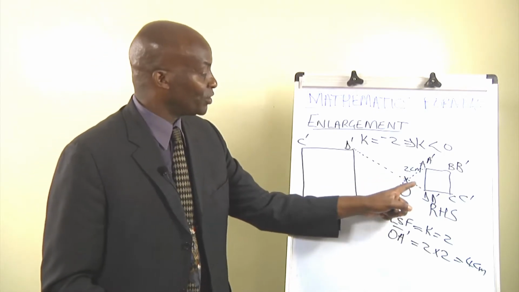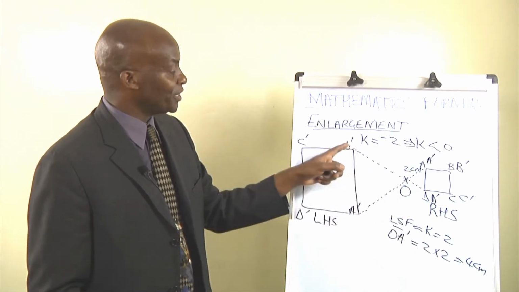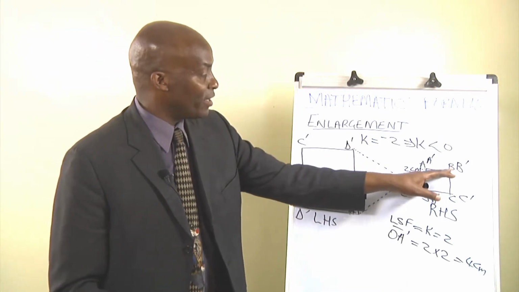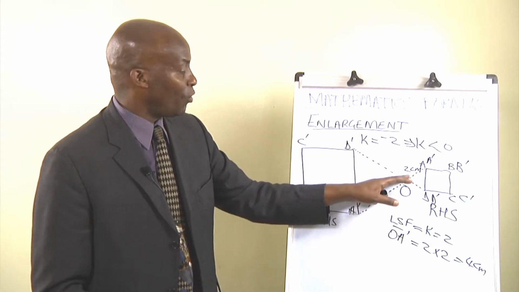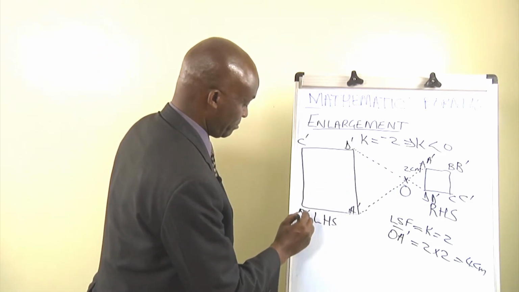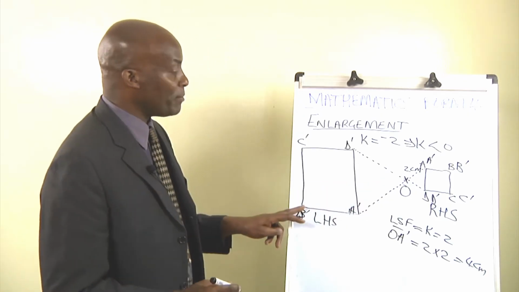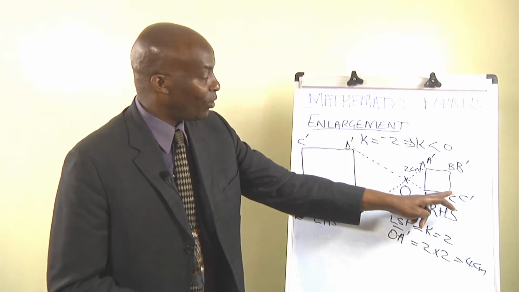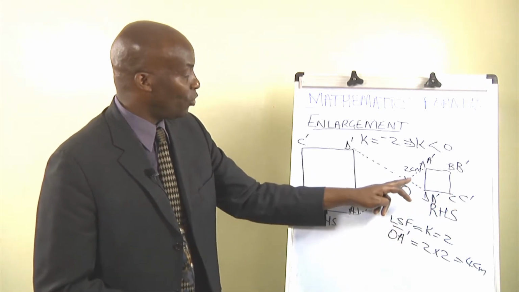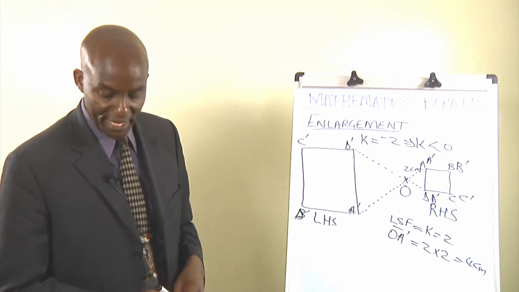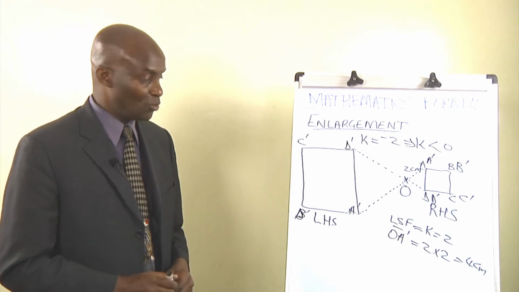If OD was 2 centimeters, OD prime will be 4 centimeters. If OB was 3 centimeters, OB prime, this should be B prime, so OB prime will be 6 centimeters. If OC was 3 centimeters, OC prime will be 6 centimeters, because the linear scale factor is 2.